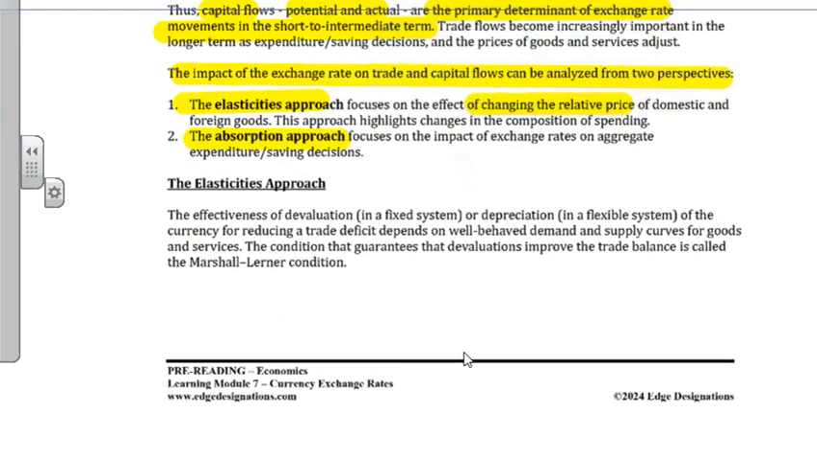We talk about the elasticities approach, the effect of devaluation, and you see the words we use very specifically: devaluation in a fixed system, or depreciation in a floating rate system of the currency, for reducing a trade deficit will depend generally on demand and supply curves for these various goods and services. Devaluations will improve the trade balance. It's called the Marshall-Lerner condition.